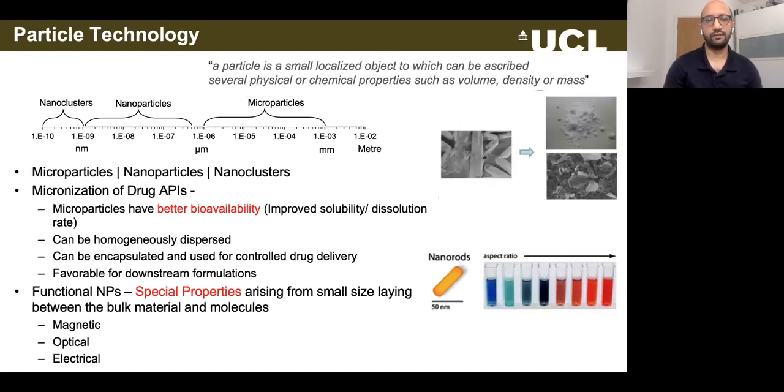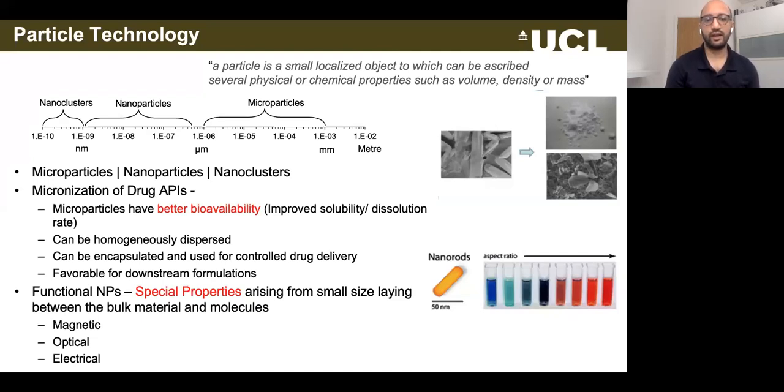So now we come to particle technology. What is a particle? The textbook definition is a small localized object to which we can ascribe several physical or chemical properties, such as volume, density, or mass. The particle can be of different sizes. Very small particles, less than 1 nanometer, we call nanoclusters. When the particle sizes are 1 nanometer to 100 nanometers, these are typically called nanoparticles. And when they are 1 micrometer to 100 micrometers, we call them microparticles.